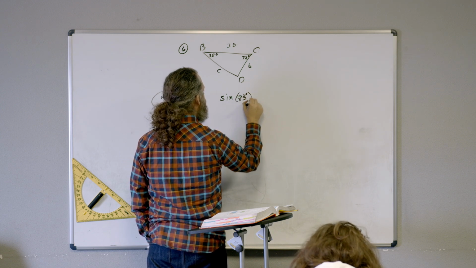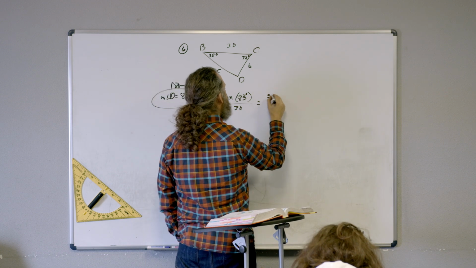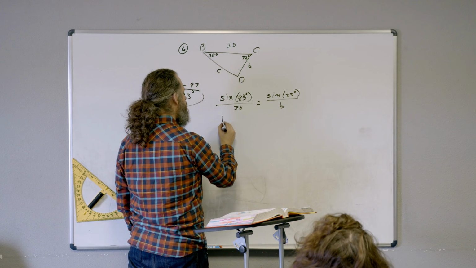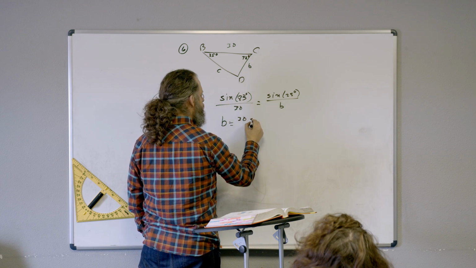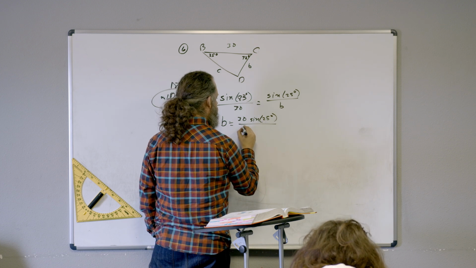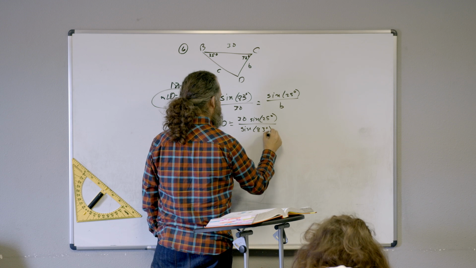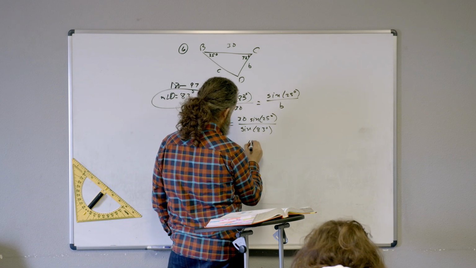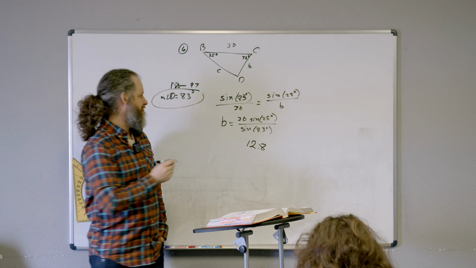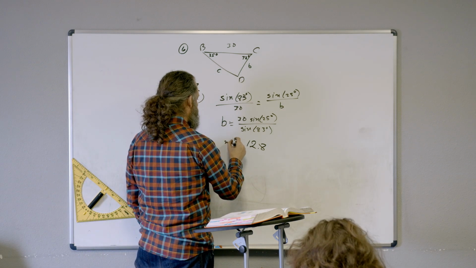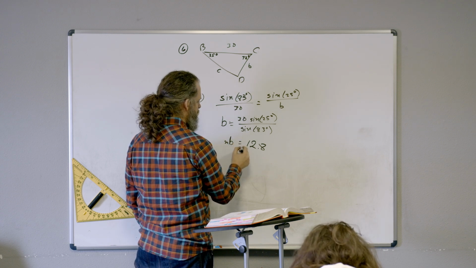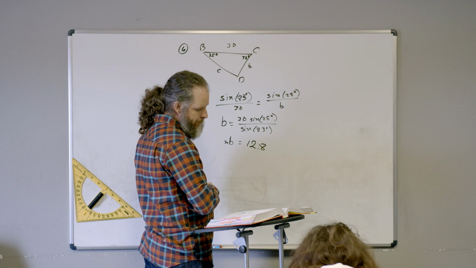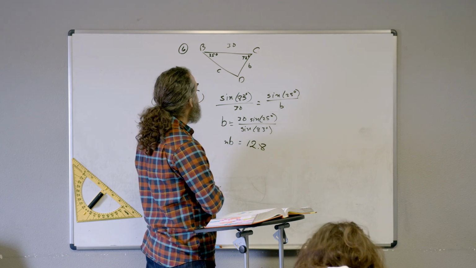And then that'll equal, we'll do B first, I guess. Sine of 25 degrees over side B. So B would equal 30 times the sine of 25 degrees over the sine of 83 degrees. And theoretically, when you punch that in, you get 12.8. Depending on where your rounding is. And then you do the same thing with side C.